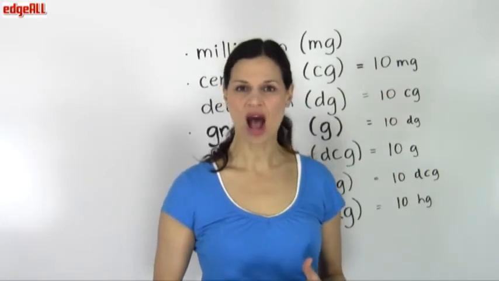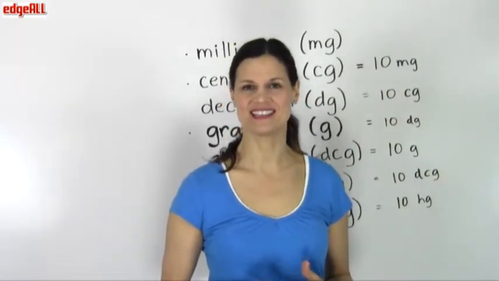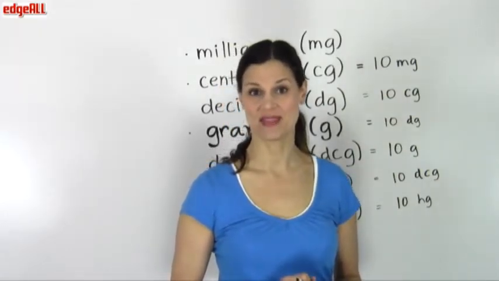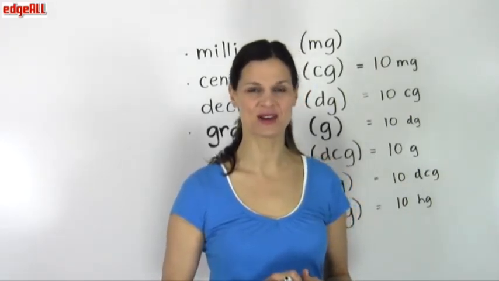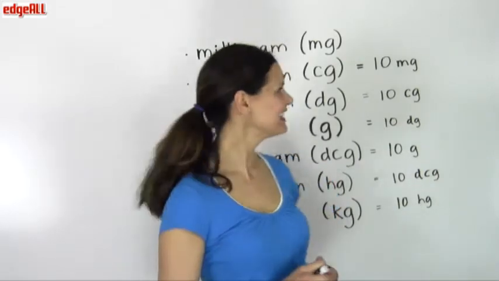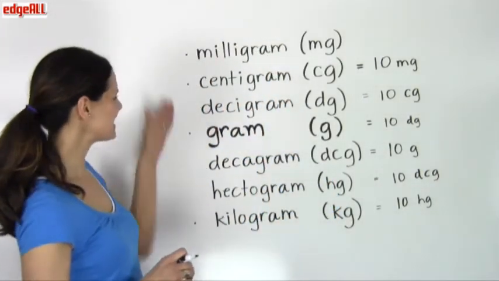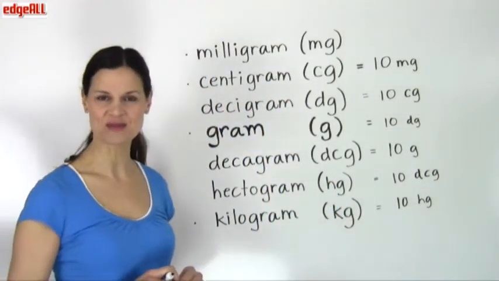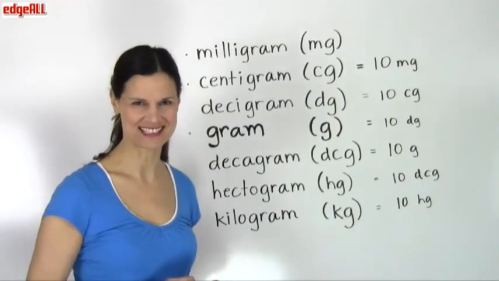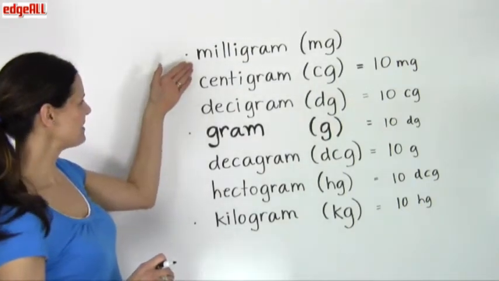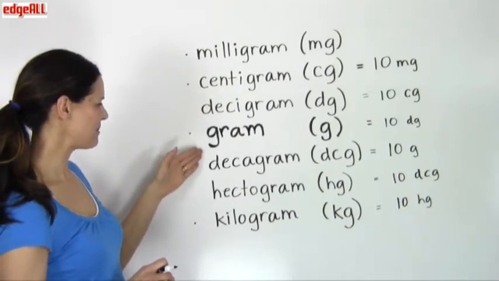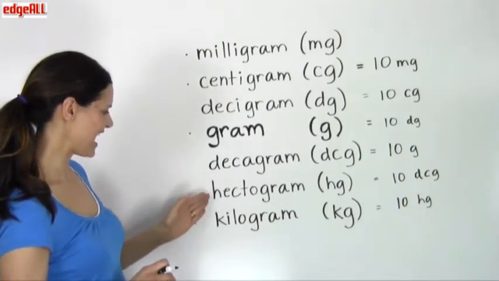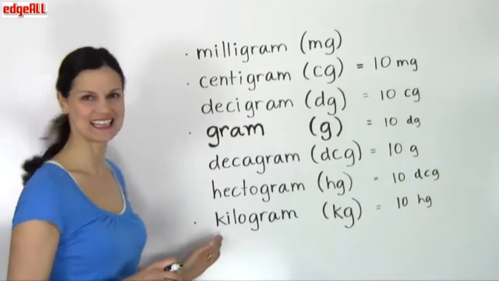The most popular system of measurement is called the metric system. It has many units to represent different amounts of matter, or mass. Let's take a look at the measurements of mass in the metric system. So we have milligram, centigram, decigram, gram, decagram, hectogram, and kilogram.